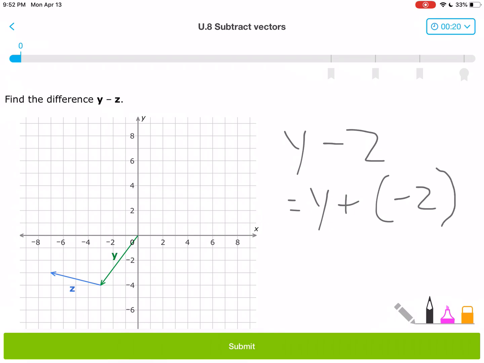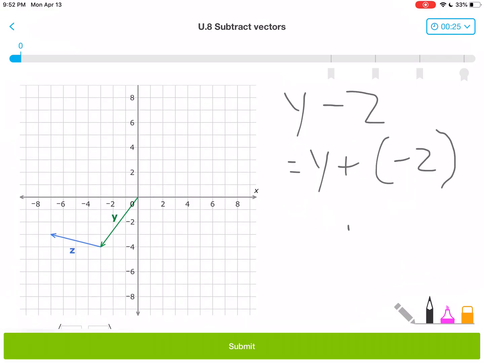So what would -z look like? It's going to be the opposite, okay? Right now, z has a horizontal change of 1, 2, 3, 4, -4, and a vertical change of 1. So instead, we're going to have a horizontal change of +4, 1, 2, 3, 4, and a vertical change of -1. And we would have our vector right there. Or here, I'll try to put it in red. That would be negative z, okay?